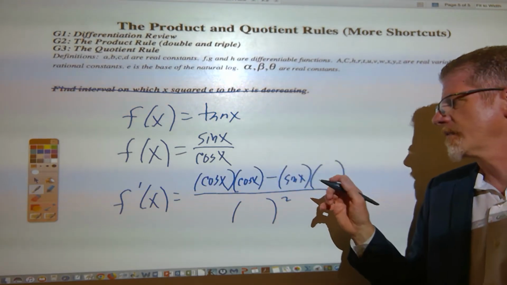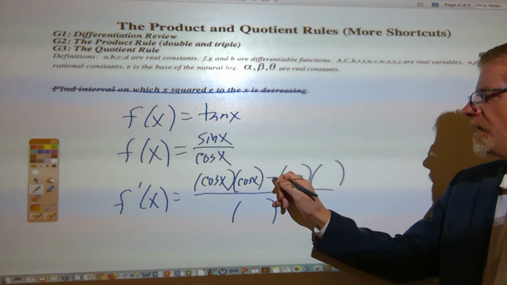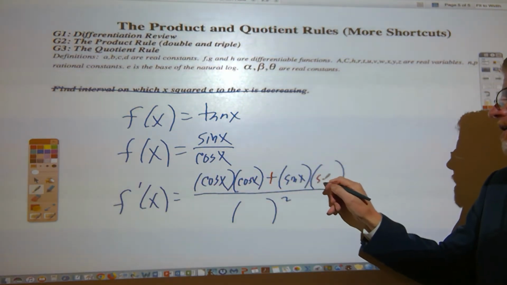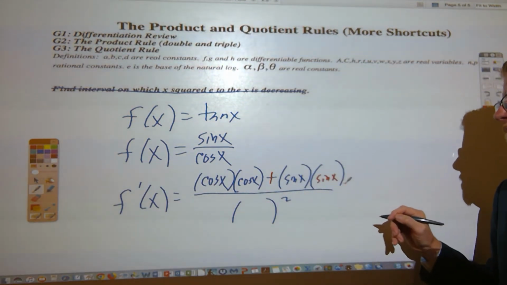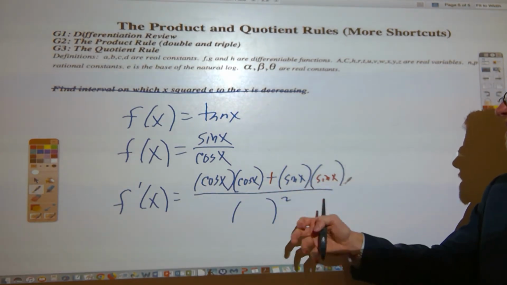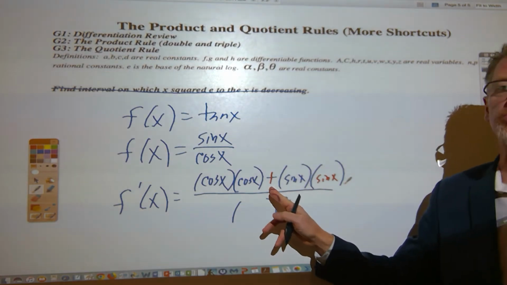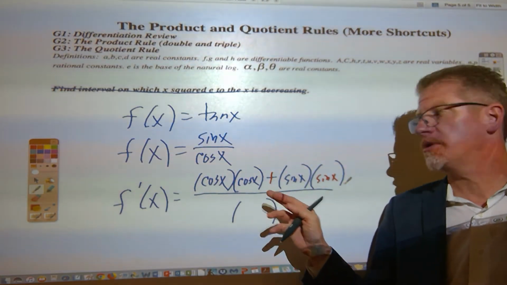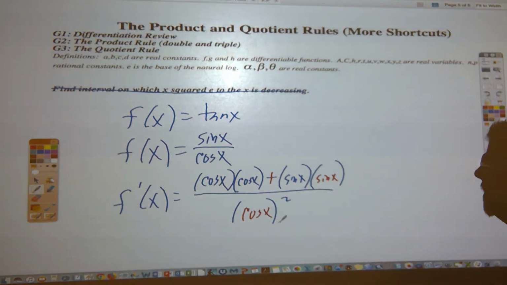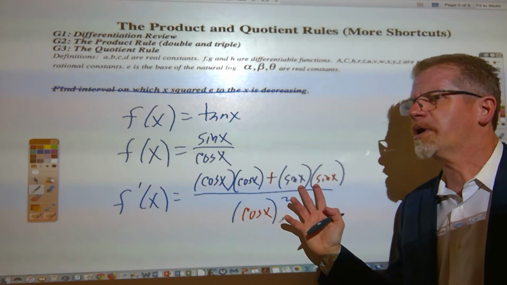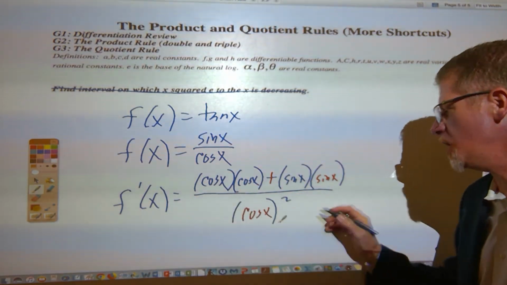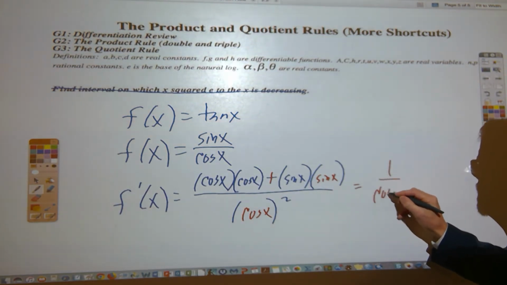This is for negative cosine x. I'm going to make that subtraction into a plus sign and then write sine x. That's another way of writing negative sine x: the negative sign comes out front and turns that subtraction sign into a plus sign. Draw the line, square below, so you get cosine x quantity squared. Hey, that looks familiar. Sine squared x plus cosine squared x, what's that? 1. So this is 1 over cosine squared x.